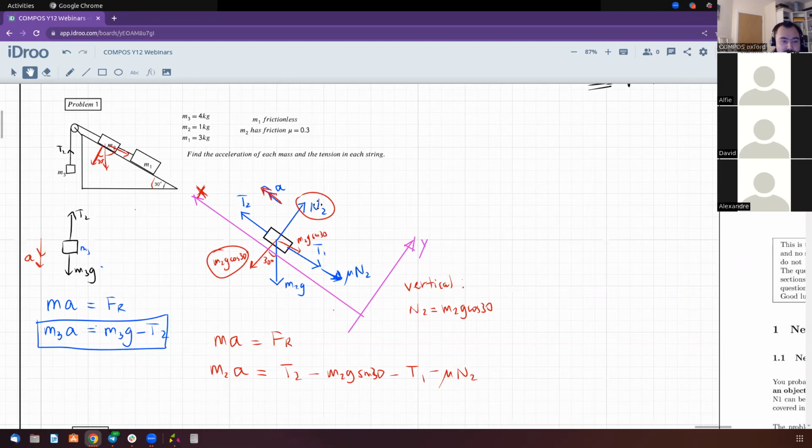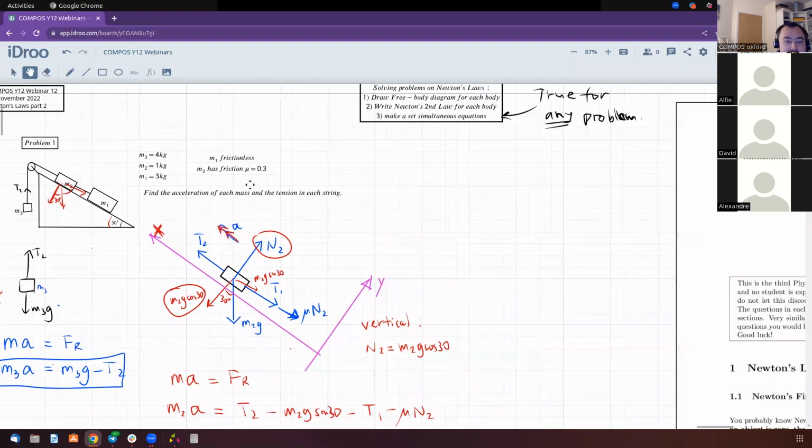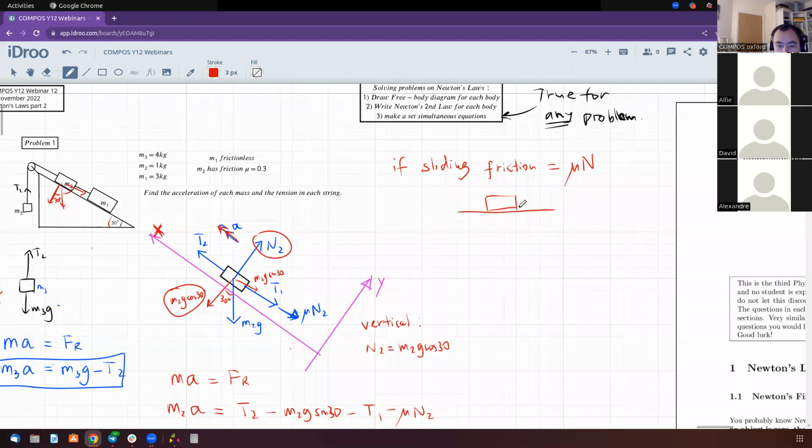Why is friction mu N2? Well, friction, because it's sliding, and if sliding, friction is equal to mu N. That's it. If you're sliding across a surface, the coefficient of friction is mu, and the friction force is mu N.